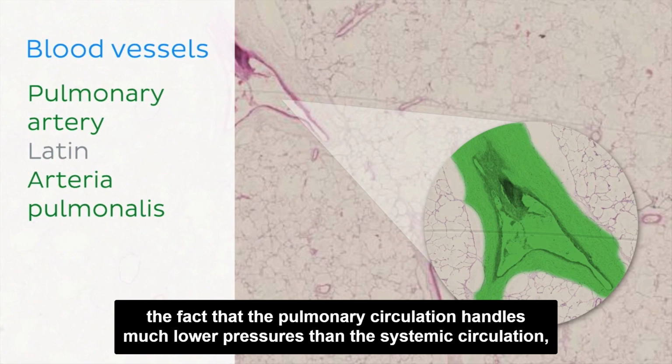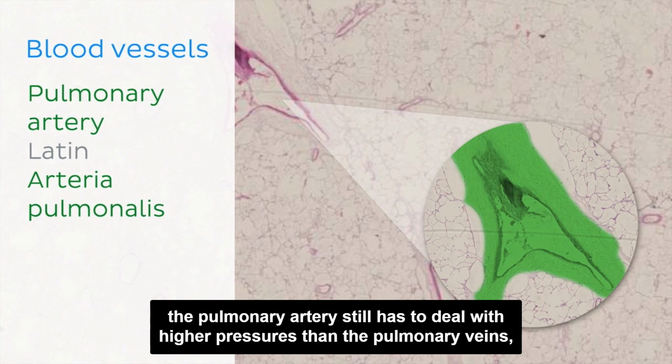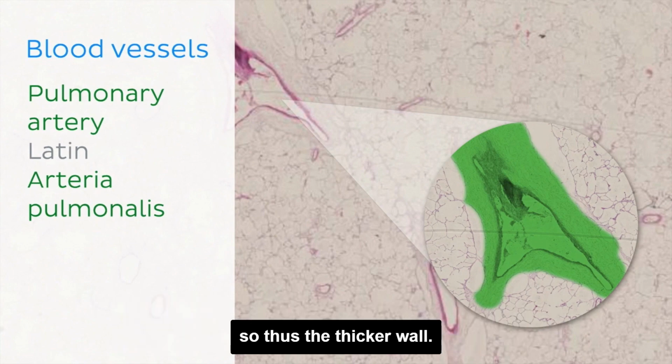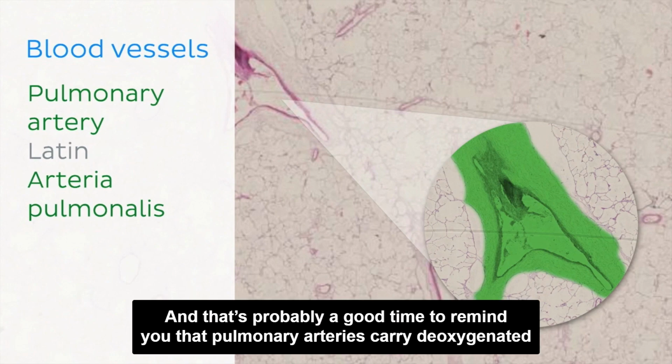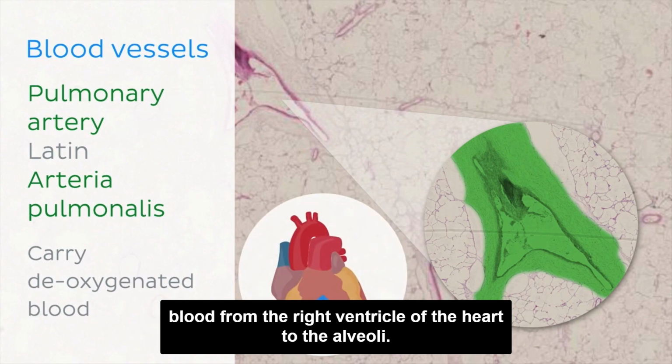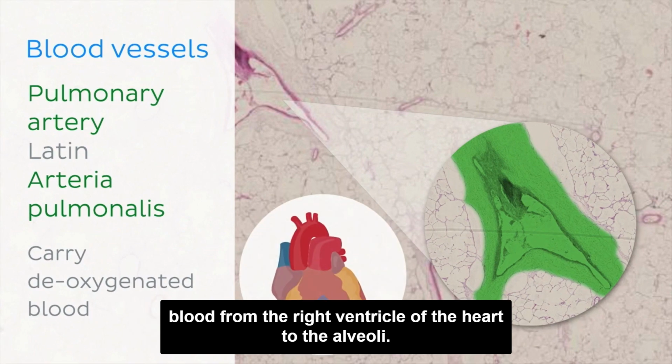And despite the fact that the pulmonary circulation handles much lower pressures than the systemic circulation, the pulmonary artery still has to deal with higher pressures than the pulmonary veins, so thus the thicker wall. And now's probably a good time to remind you that pulmonary arteries carry deoxygenated blood from the right ventricle of the heart to the alveoli.